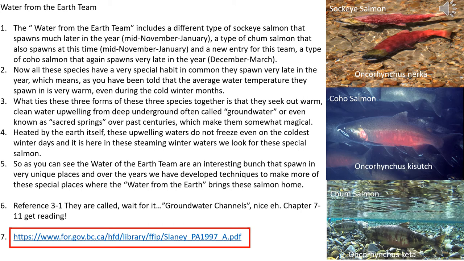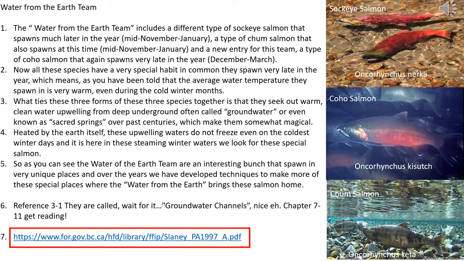Okay, so this Waters from the Earth team includes these different types of sockeye salmon, and there's a theme here: spawning much later in the year. This is a theme common to all the members of this team. So for sockeye, perhaps mid-November, as late as January. A type of chum salmon also spawns roughly this time, mid-November to January. And a new entry for the team, a species we haven't talked about yet, coho salmon, which spawns really late in the year, December through March. So that sort of defines the types of forms that fall into this group of species.